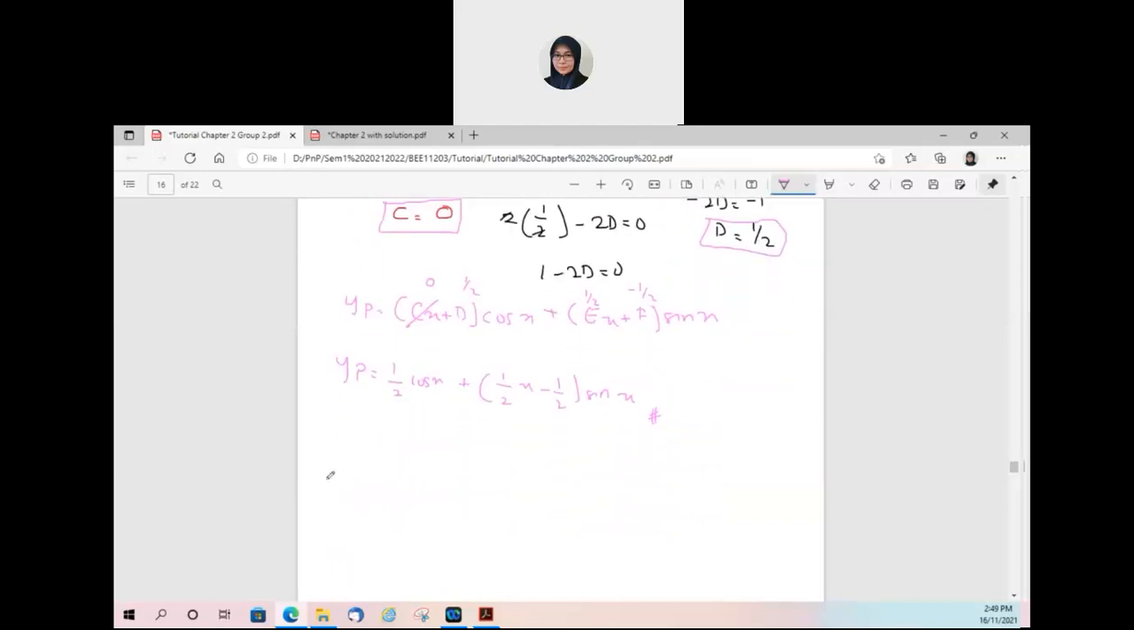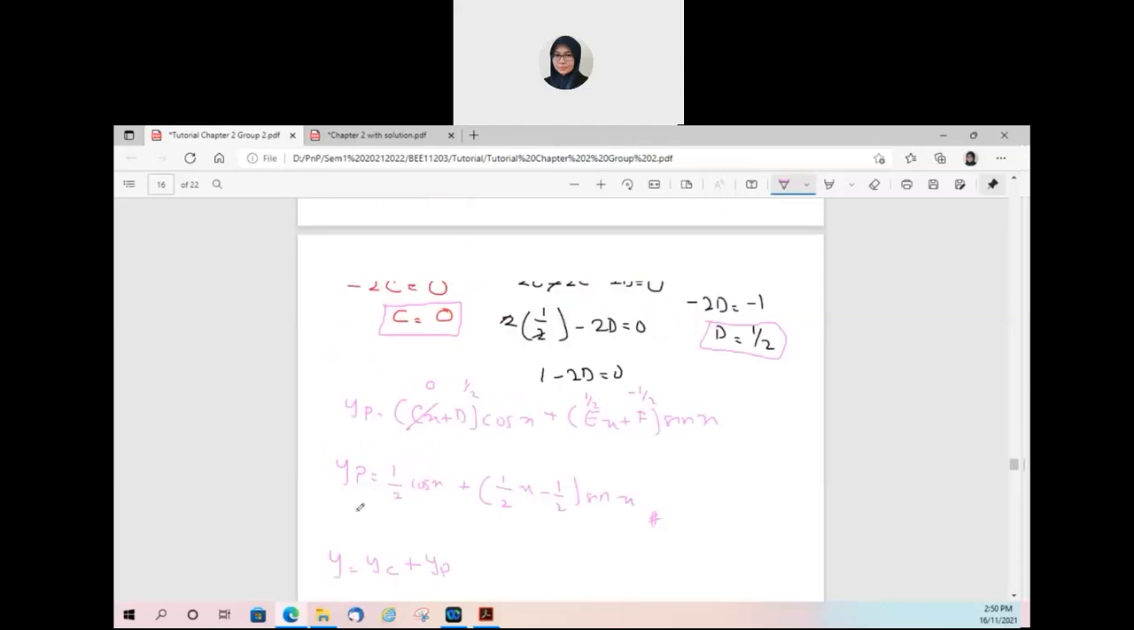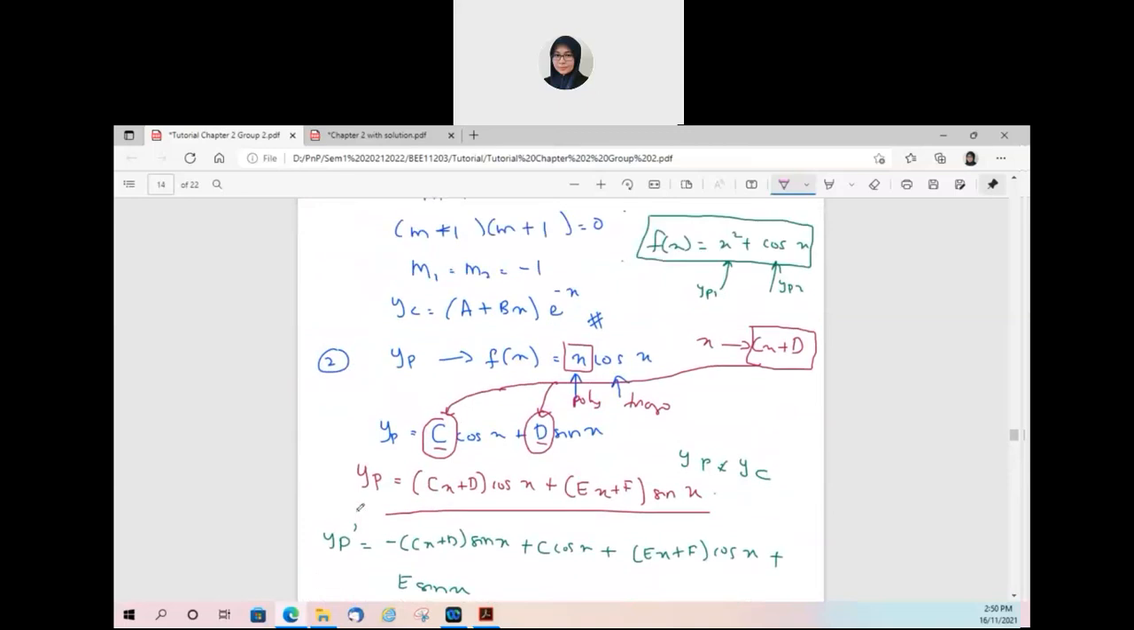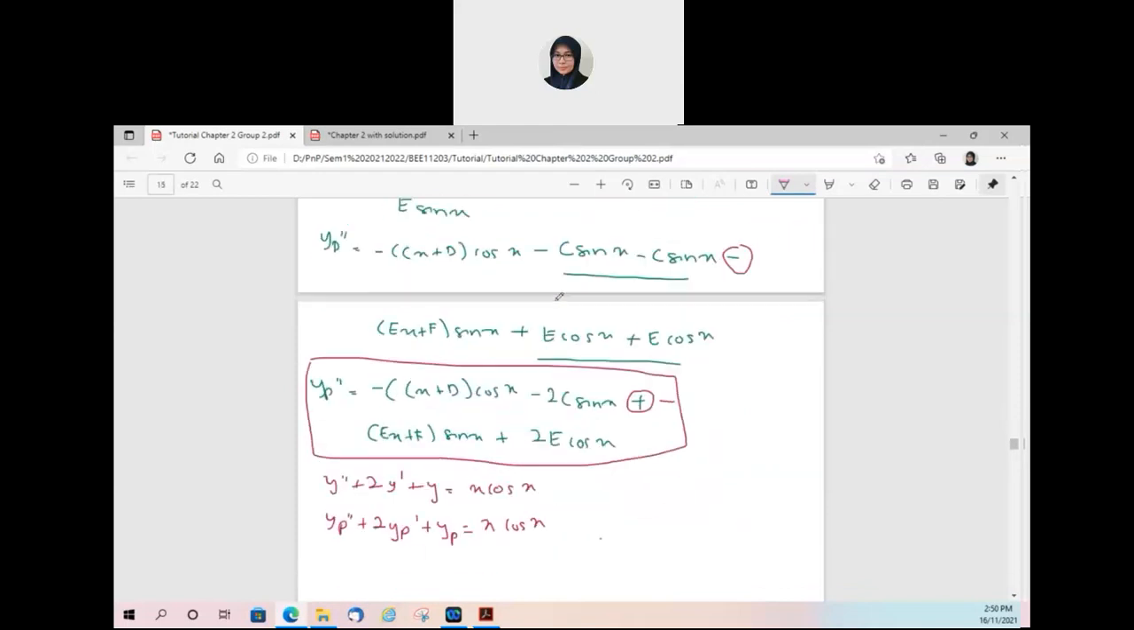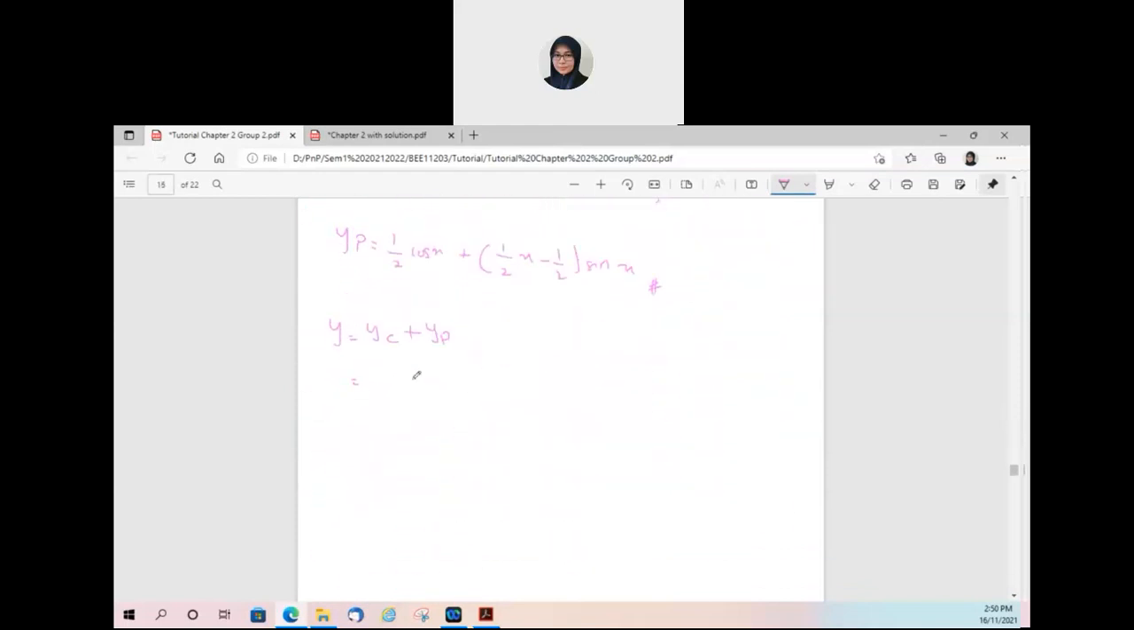Then our general solution Y is YC plus YP. So what is YC? Ano YC kita tadi? Okay, this is our YC: A plus BX e exponent minus X. So Y equals A plus BX e exponent minus X plus 1 over 2 cos X plus 1 over 2 x minus 1 over 2 sin X. Okay, finish.